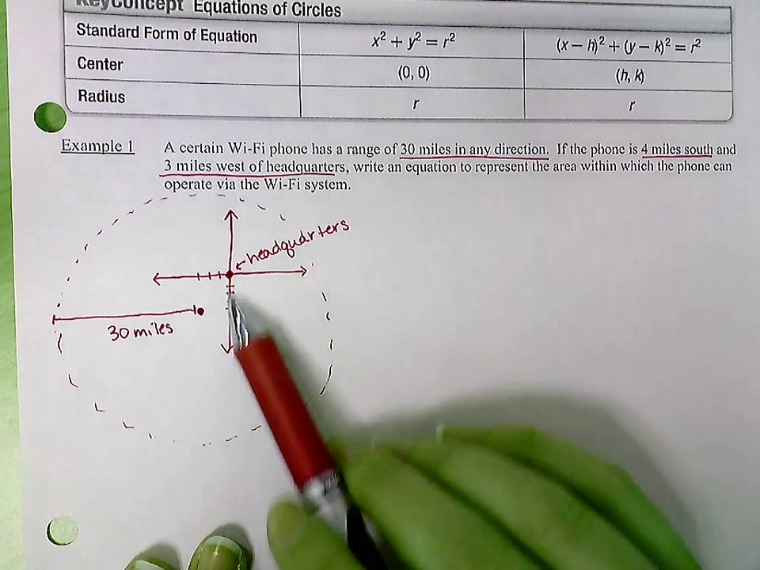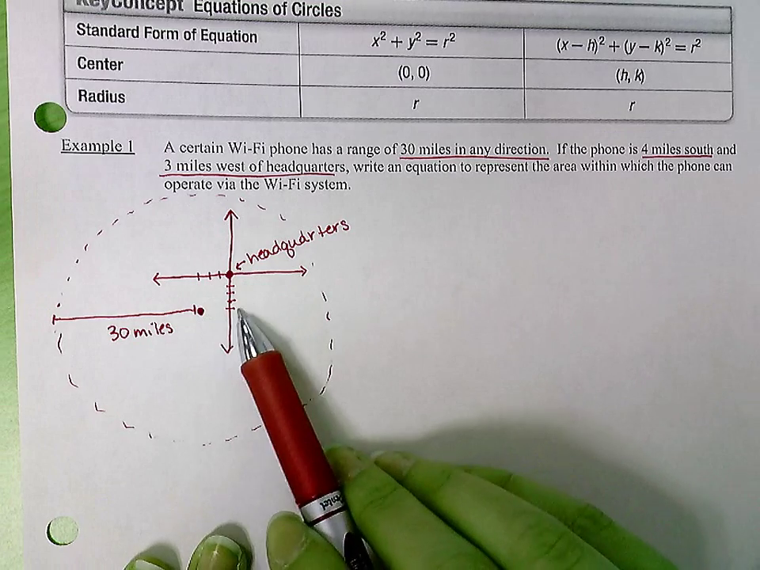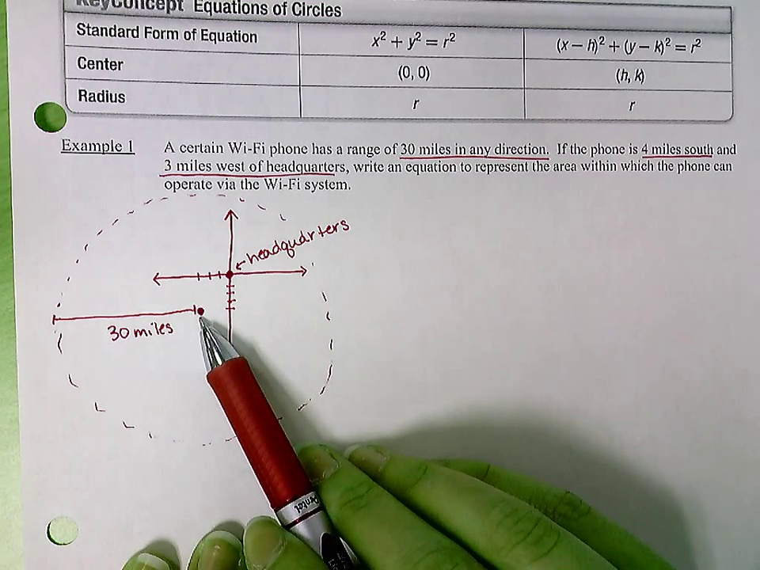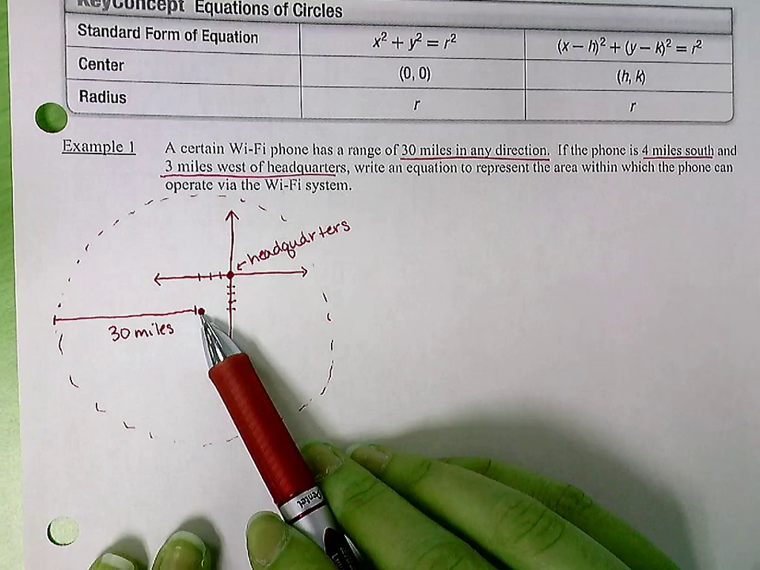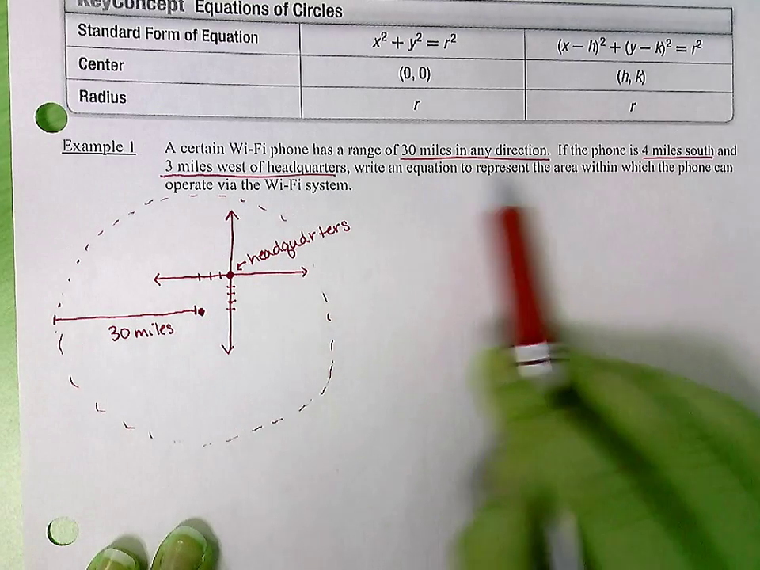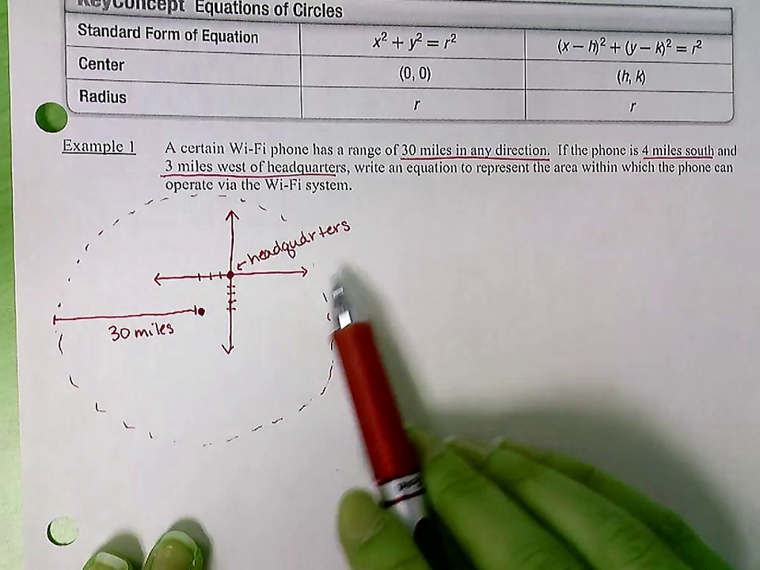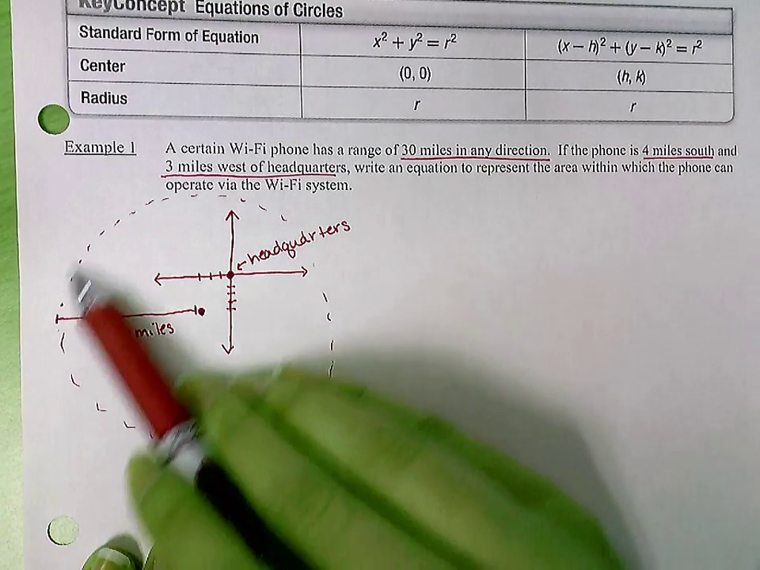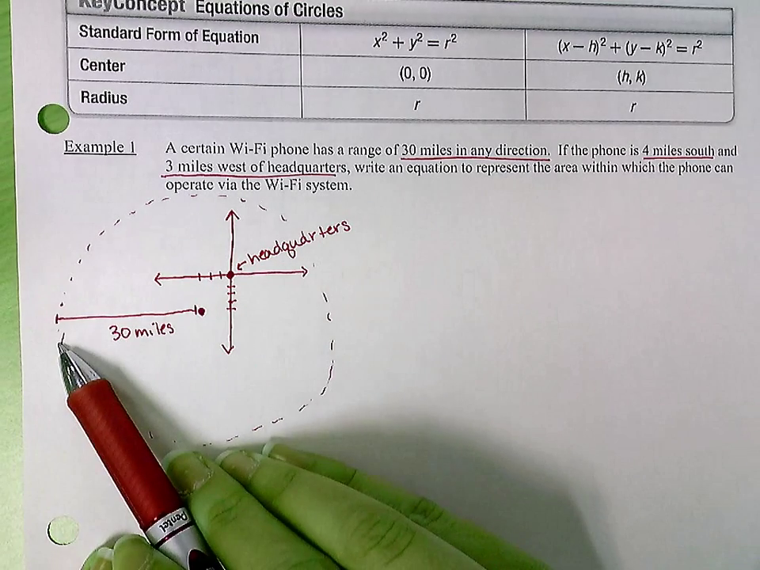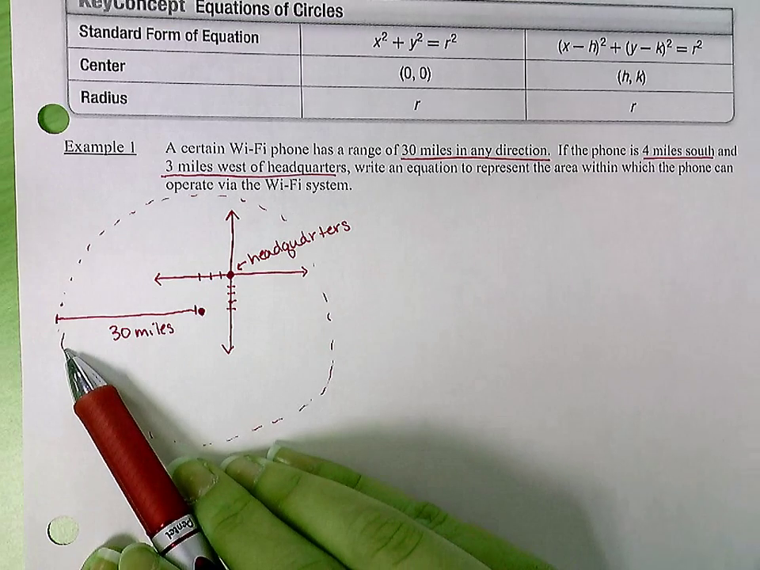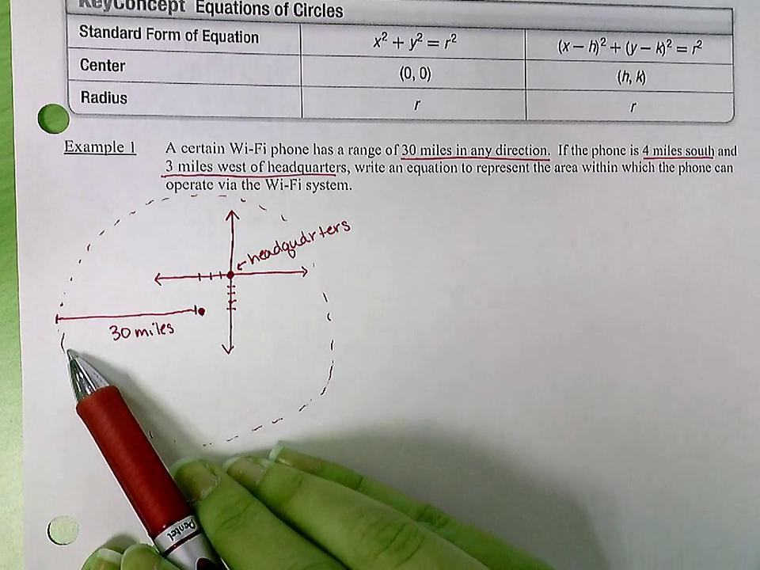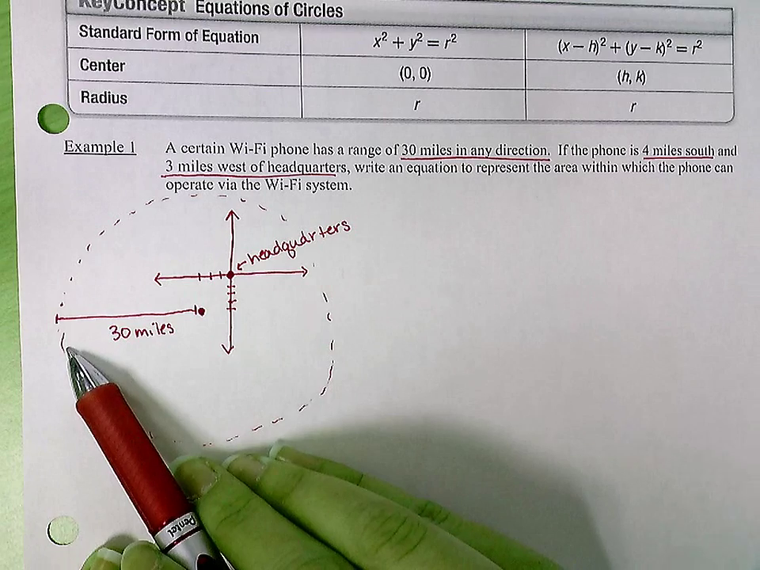Your headquarters is here. The phone is 4 miles south and 3 miles west. That's why this point is here. Now, it has a range of 30 miles in any direction. So any direction around that phone is 30 miles. That's why it's in a circle. It's not going to make a square. It'll make a circle.